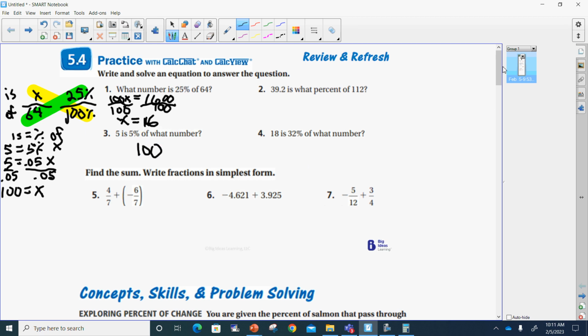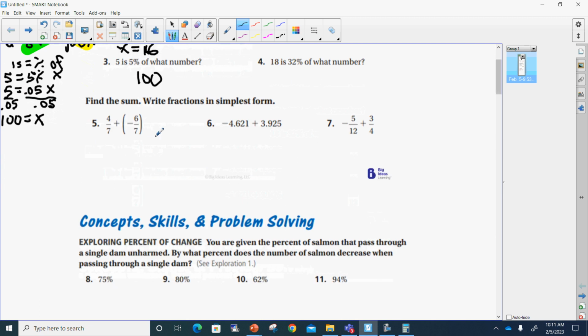All right, we're going to number 5 now. 5 says write the sum. This time all we're doing is adding these. And my denominators are the same, so that makes it pretty easy. The only thing I have to remember is when I have a positive with a parentheses and a negative, positive times a negative is a negative. So this is really going to simplify to 4 over 7 minus 6 over 7.